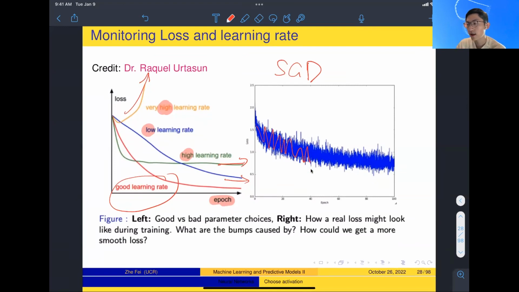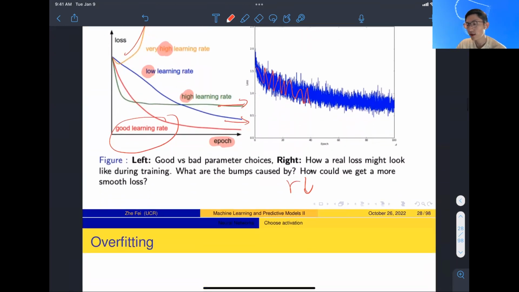And theoretically, if you observe this trend that is too bumpy, then you might consider decreasing your learning rate. With a smaller learning rate, every time you update your objective a little bit, so you may be able to get a smoother trend, for example.